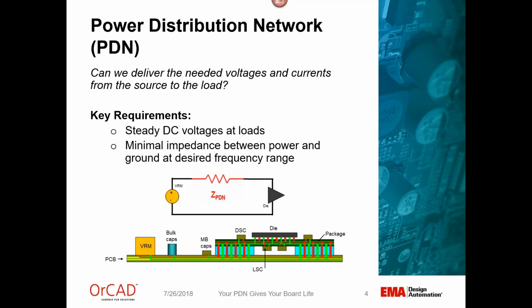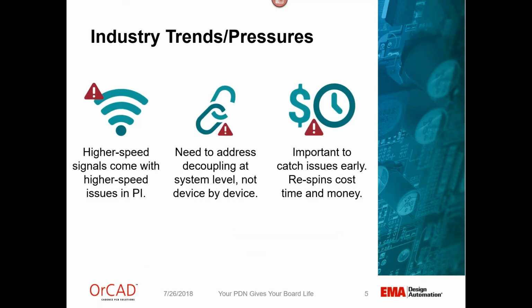We start here on the left with our yellow voltage supply source, the VRM, and we're going to encounter some obstacles that we'll go over in our slideshow today, which we'll call impedances on our way to our load, the die here. So our goal for today is to achieve steady DC voltage at our loads and to minimize the impedances we see between the power and the ground through our operating frequency range.